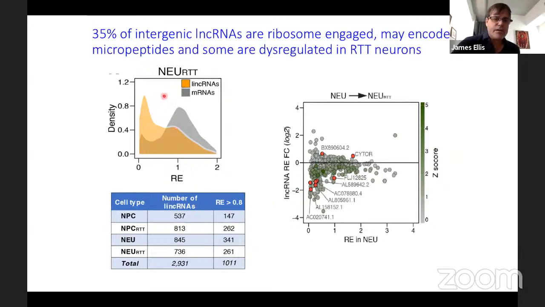But what you can see here, this is just looking at Rett syndrome neurons, you can see that mRNAs, which you'd expect to be making proteins, normalized around this ribosomal engagement level of 1, most of them are being translated. If you look at long non-coding RNAs that are intergenic, you see that a lot of them are not being translated, as you'd expect. But above this cutoff of about 0.8, which is where you see the mRNAs really being engaged, you can see that a lot of these long non-coding RNAs are actually engaged with ribosomes. And this is quantified down here, where you can see that roughly a third of the long non-coding RNAs that we could see in each of these cell types are actually engaged with ribosomes really highly.